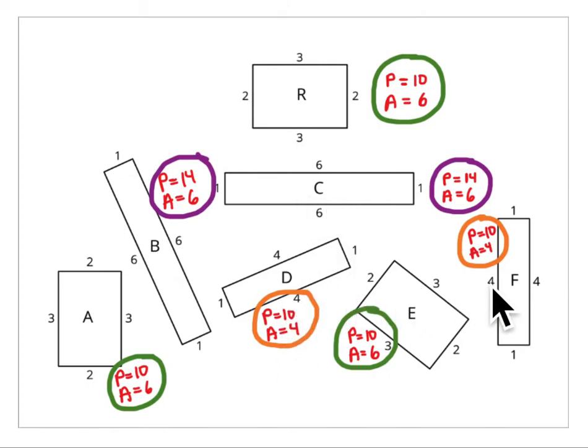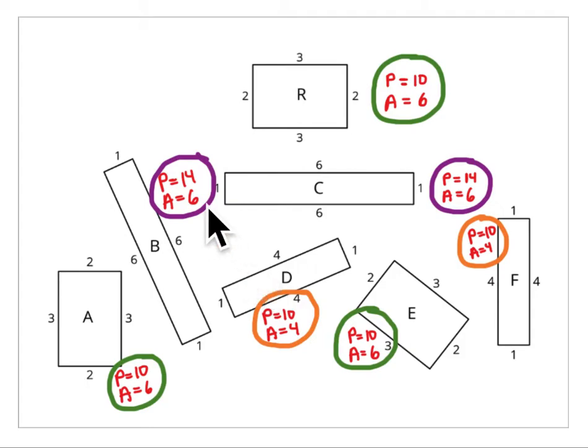All right, D and F, so the perimeter is 10 units around, 10 units around, and the area in both cases is 4. 4 times 1 is 4 square units. So D and F are also congruent.